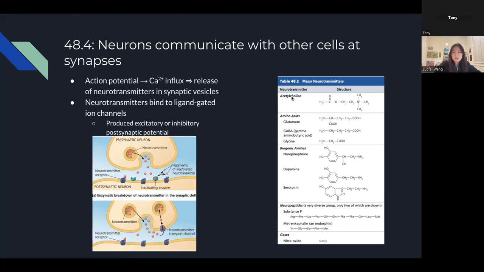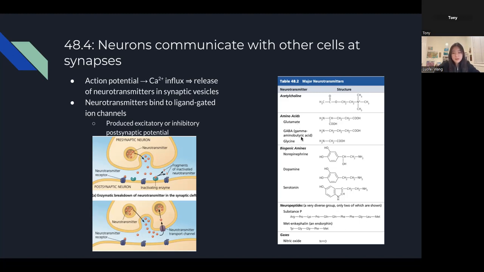The first one is acetylcholine. It's very important because it allows for motor function, and it's very present. Too little of it can lead to Alzheimer's, which is really bad. Next are the amino acids. First is glutamate, which is excitatory. It's responsible for long-term memory. And if you have too much of it, you get migraines and seizures and stuff.